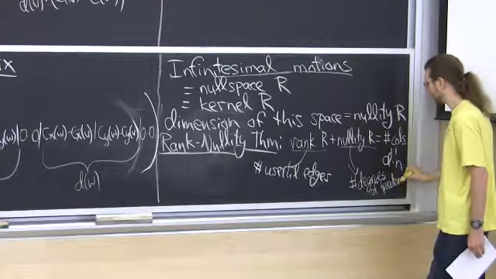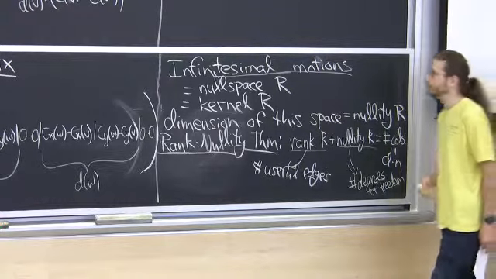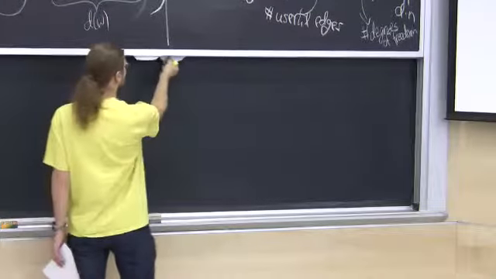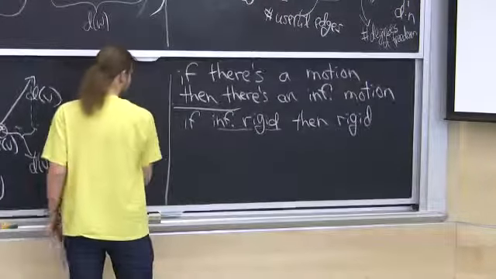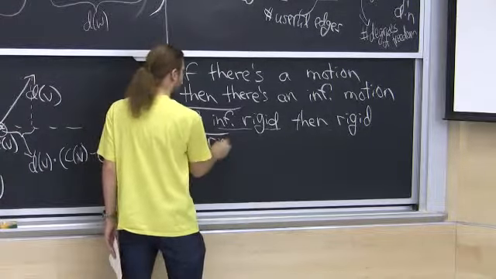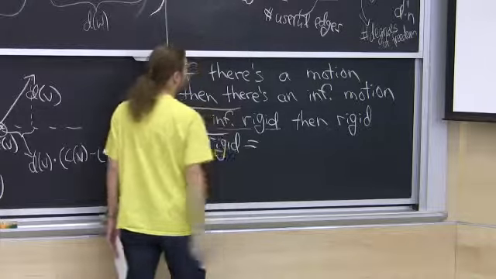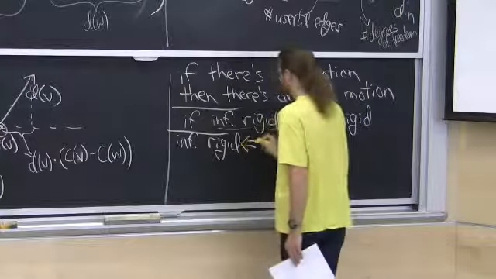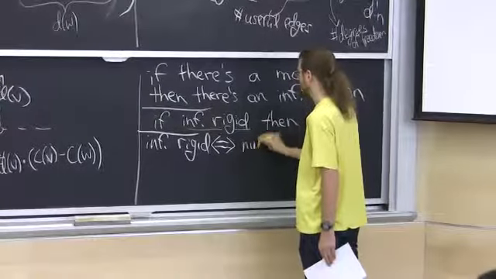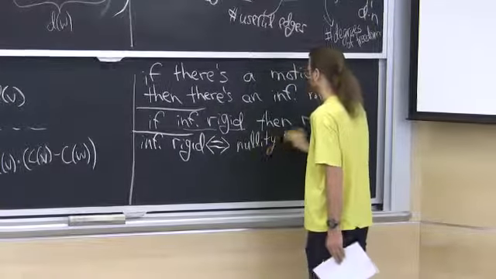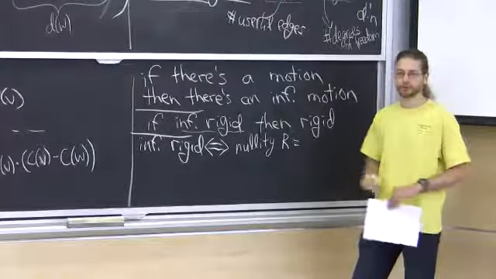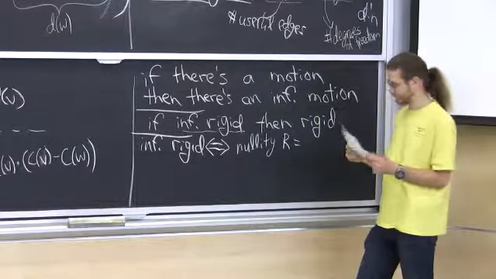So it turns out these will always sum to d times n. And what we care about, infinitesimal rigidity, means that, or let's say it's infinitesimally rigid if and only if the nullity of the matrix is the space of rigid motions, which I have to look up.